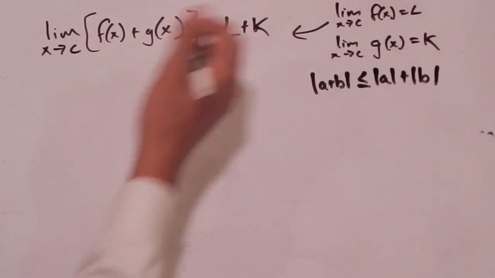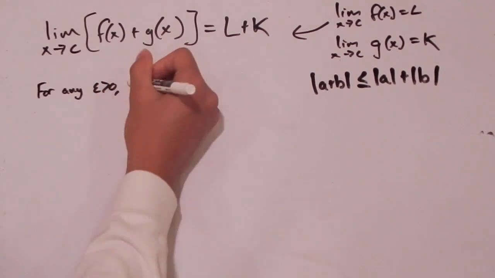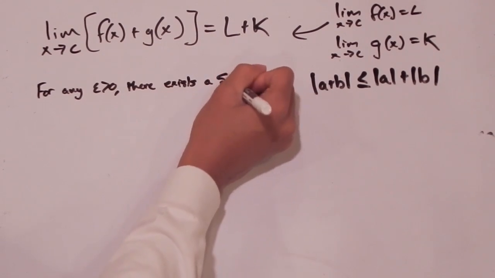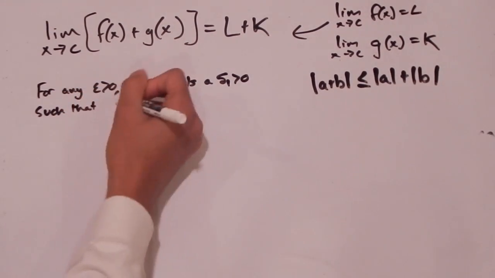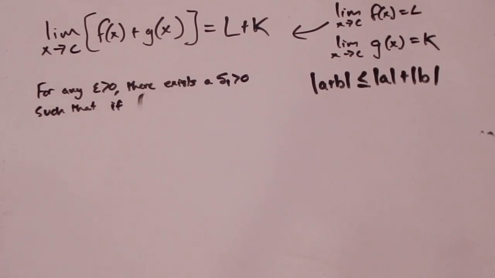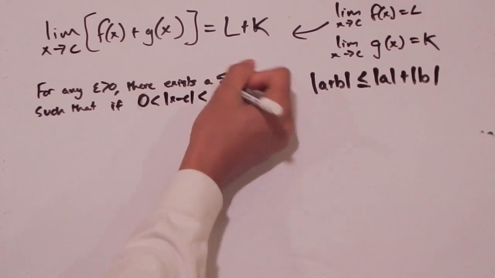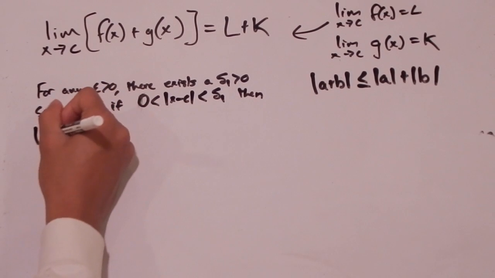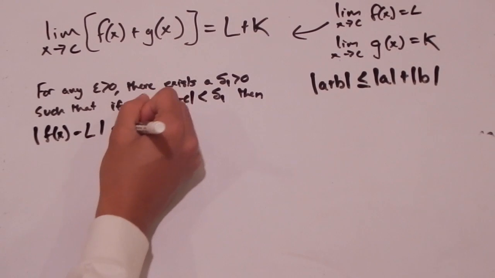So we know based on this limit that for any epsilon greater than 0, there exists a delta 1 greater than 0 such that, let me make some more room, if 0 is less than the absolute value of x minus c is less than delta 1, then the absolute value of f of x minus L is going to be less than epsilon over 2.